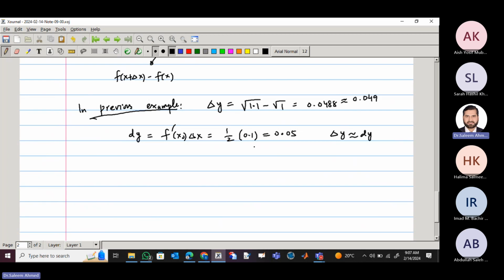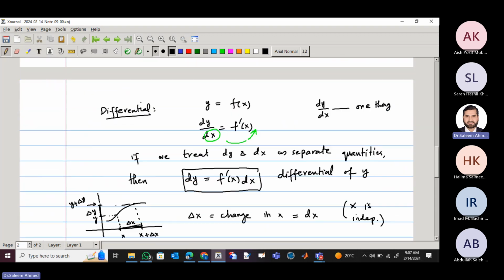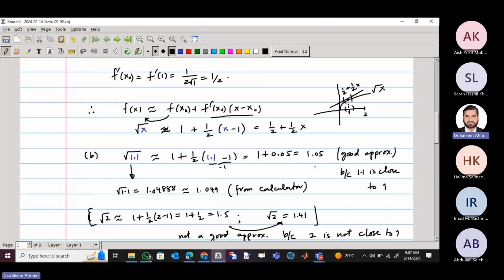So see, delta y and dy are approximately equal to each other. Why? Because this was delta x, and delta x is small. So when delta x is small, they are approximately equal. They are both approximately 0.05. So what we did here on the right, in this example, this one basically was dy that we calculated. Okay.